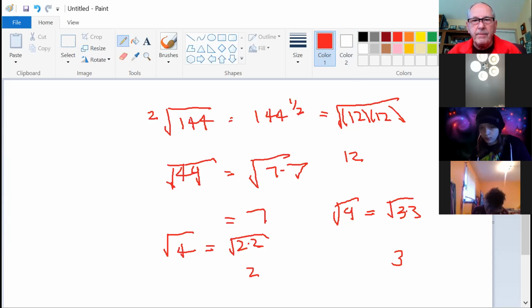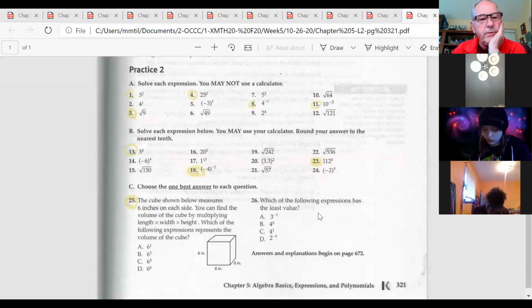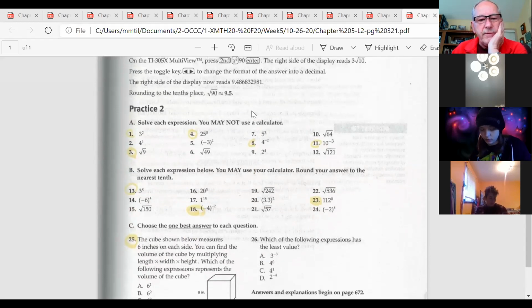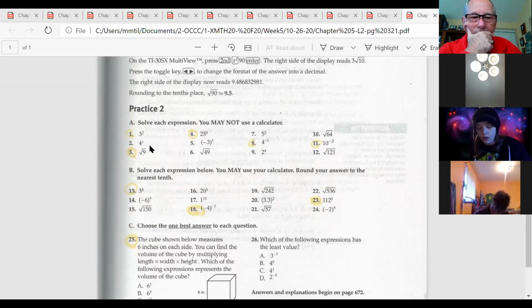Okay, I'm going to stop sharing that. And we're going to look at this again. It's got some problems down here, okay? So solve each. Don't use your calculator on these top ones. What's 3 squared? Anybody? It would be 3 times 3, so it'd be 9, right? What about number 2, 4 to the 1 power? It'd be 4, yeah.